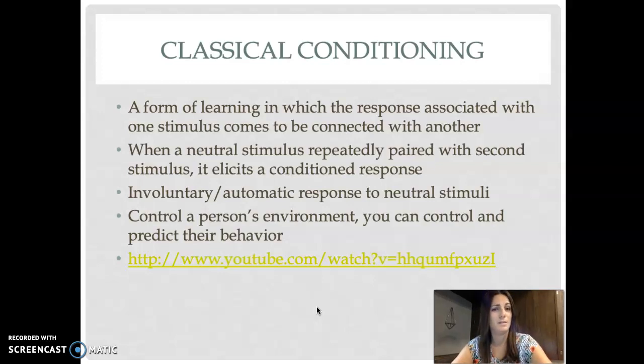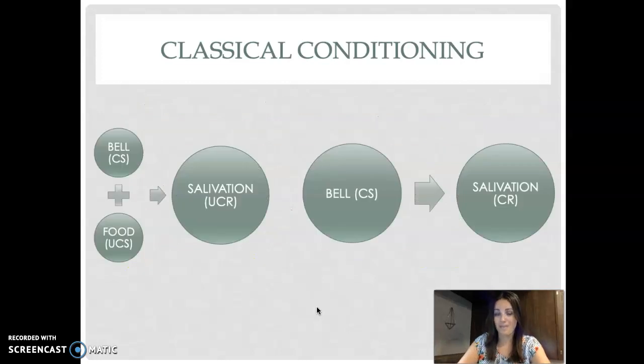So classical conditioning is a form of learning in which the response associated with one stimulus comes to be connected with another. When a neutral stimulus is repeatedly paired with a second stimulus, it elicits a conditioned response. These are involuntary or automatic responses to a neutral stimulus. The classical conditioning theory states that if you can control a person's environment, you can control and predict their behavior. One very, very famous example of this is Pavlov's dogs. And I have the video for that there.